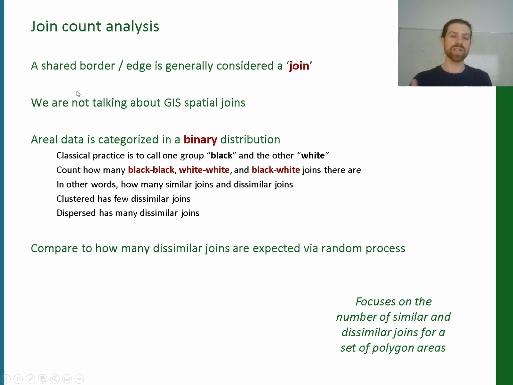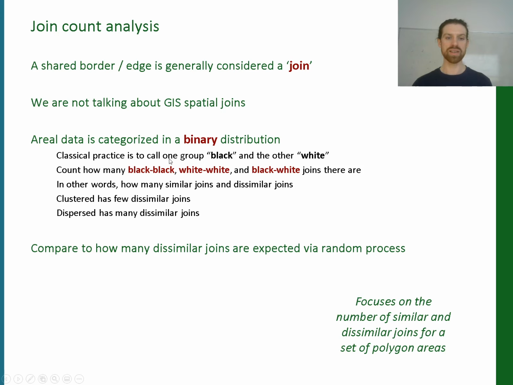So in the join count analysis, this is basically where we have a shared border or an edge that's considered a join. This is not the same as when we're joining polygon areas in GIS, where maybe we're trying to join spatially and pass information between different types of geometric shapes. This is not what we're doing here. The areal data is categorized in that binary distribution, which I explained before.